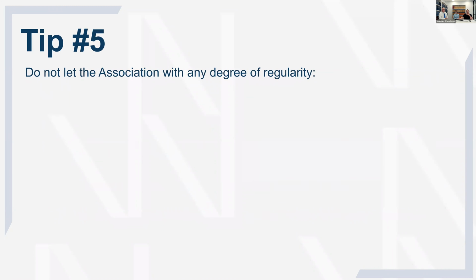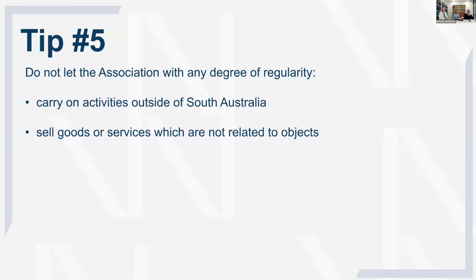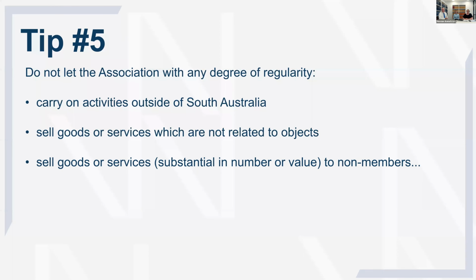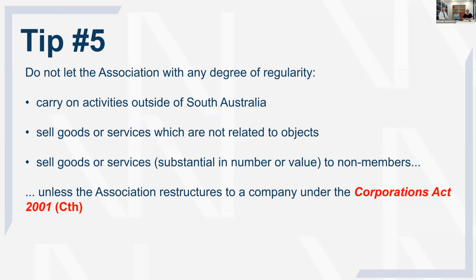Lastly, the association should make sure that it doesn't carry on activities outside South Australia, or sell goods or services which are not related to its objects, or sell goods or services to non-members where those are substantial in number or value, unless it's restructured to a company under the Corporations Act.